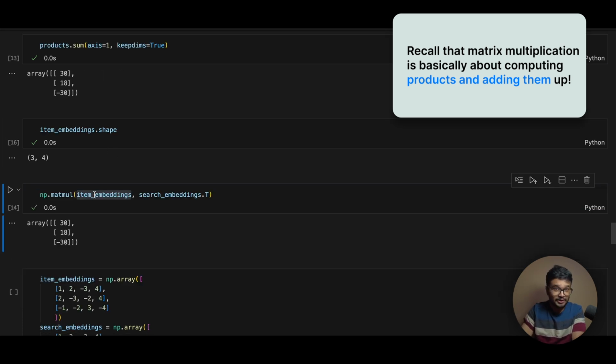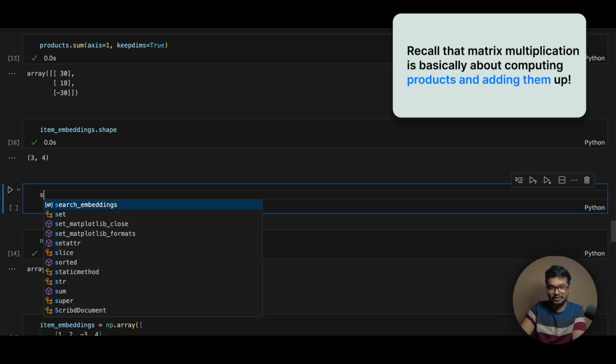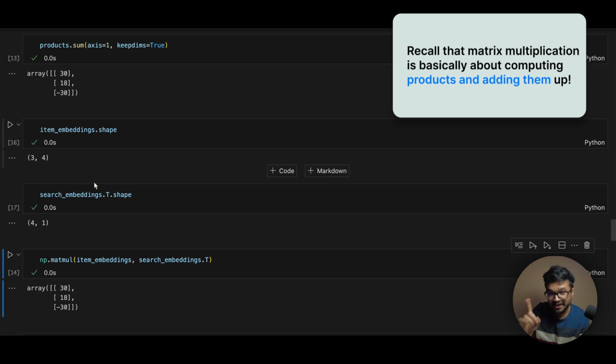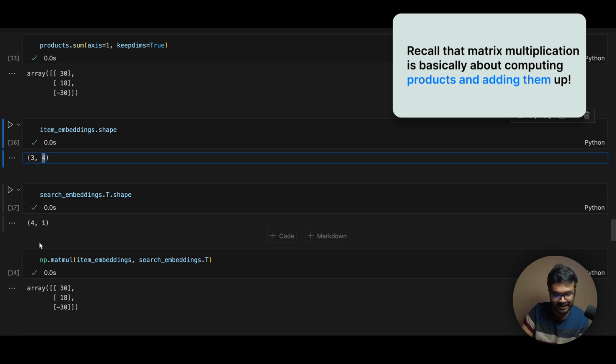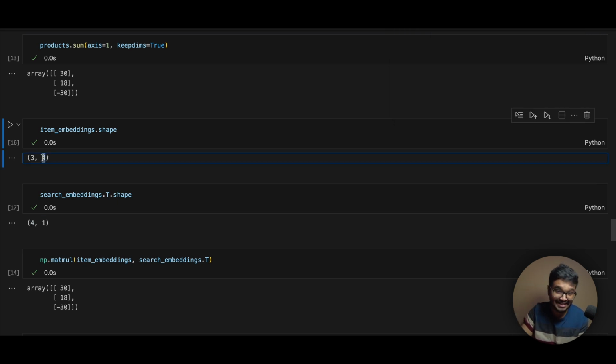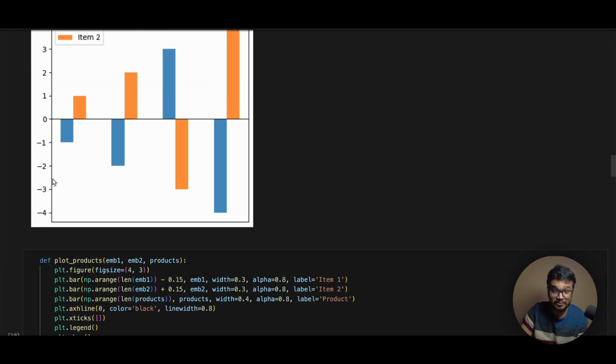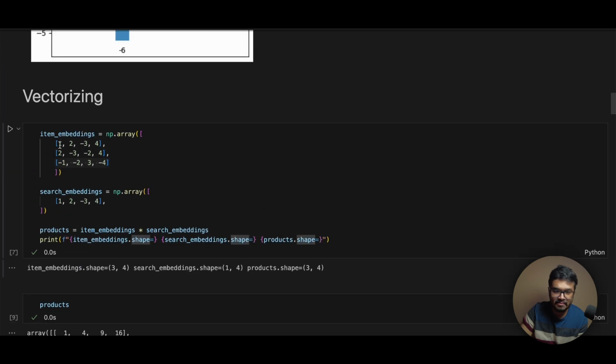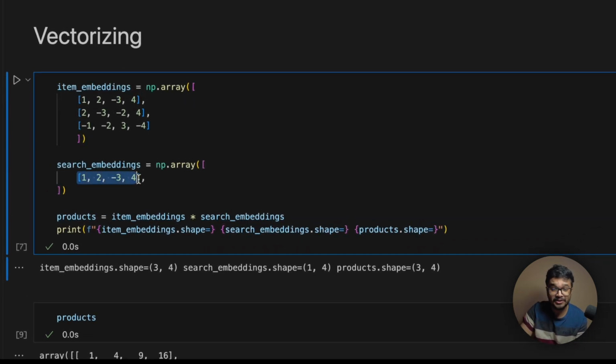Now, if you remember your math class, when we do matrix multiplications between two matrices, the second dimension of the first matrix and the first dimension of the second matrix must be equal. So in this case, it's 4. The 4, if you remember, is basically the number of values in the embedding. So to do this, you must ensure that the size of the embeddings of your items and the size of the embeddings of your search embeddings are the same.